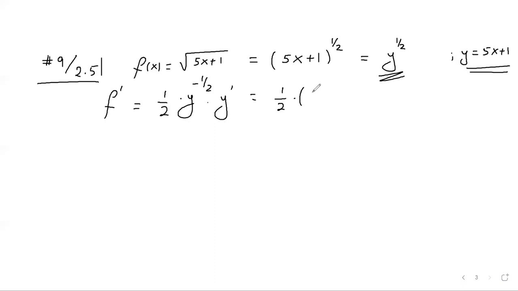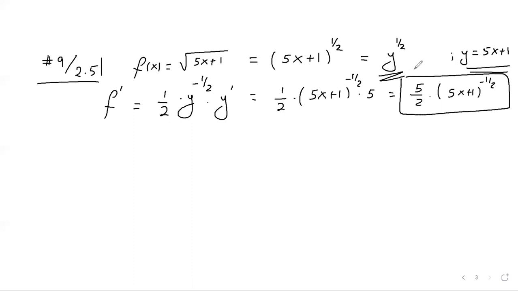So it's 1/2 times 5x plus 1 to the negative 1/2, and then times y prime, where y is 5x plus 1, so y prime is 5. And it's kind of nice to combine them a little bit. So 5/2 times 5x plus 1 to the negative 1/2. All right, so this is the final answer to this problem. Now, if you have any questions, folks, again, I hope these problems that we did up to this point are shedding a clear light on what's going on.